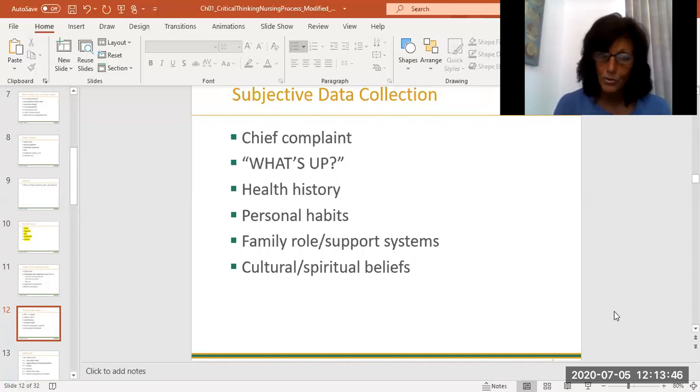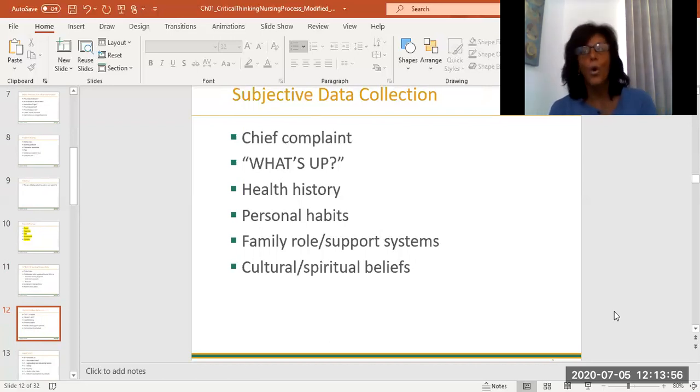You're always going to get a health history. You're going to ask patients very intimate details about their personal lives and their personal habits. You're going to make sure to ask, what is their family role? Are they a mother? Are they a father? Are they a single family or single provider family where mom is the sole provider for the family?